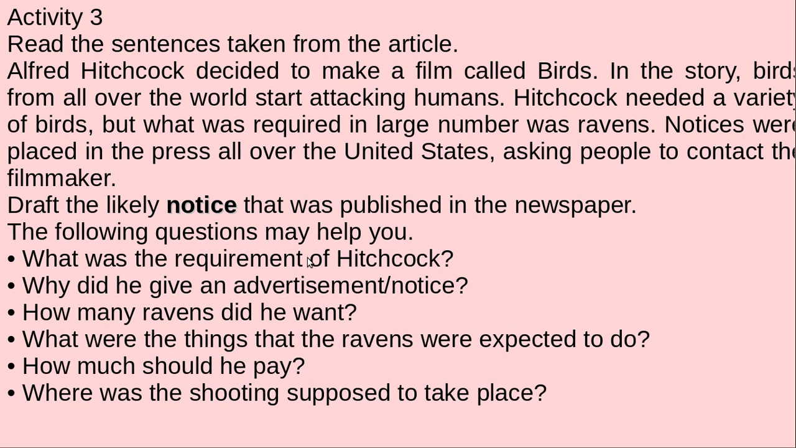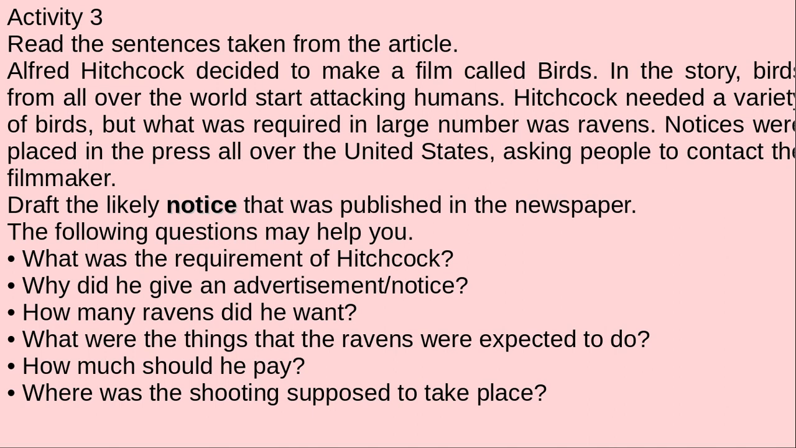See, what was the requirement of Hitchcock? What was his need? These things should be included in that notice. First, a requirement. What was his need? He wanted trained ravens, hundreds of, up to 100, that means above 100, not hundreds, but 100 trained ravens. Why did he give the advertisement? To inform the people who possess trained ravens. And how many ravens did he want? More than 100.